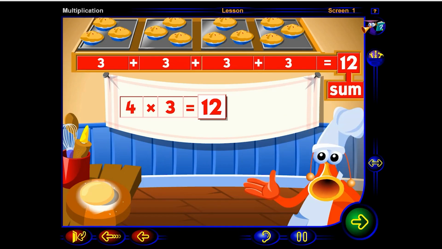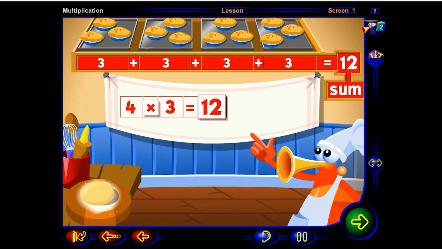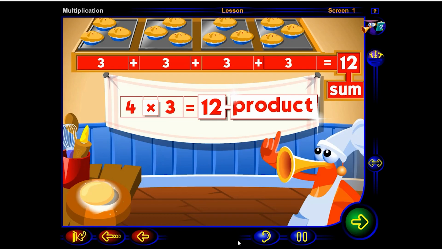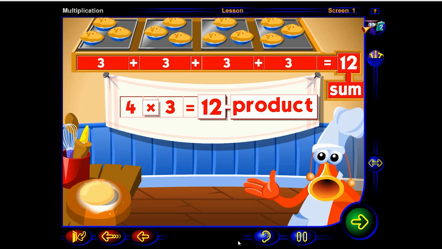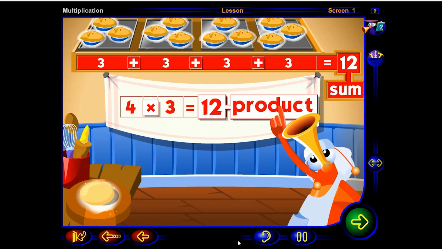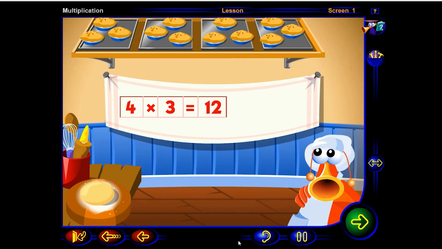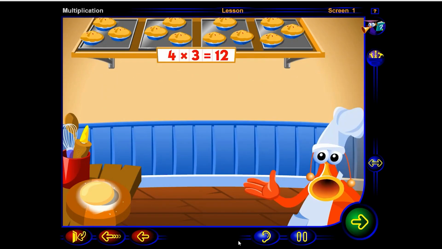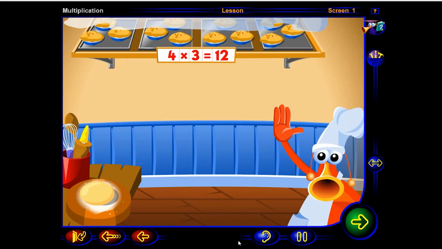But what do we call 12 in this multiplication sentence? Click on the number 12. In this multiplication sentence, the number 12 is called the product. So, whether we add or multiply, there are still 12 pies altogether. Okay, let's put these pies on this shelf to cool.